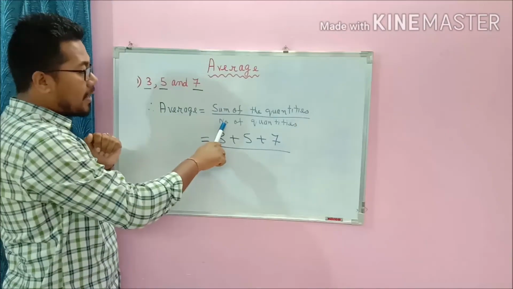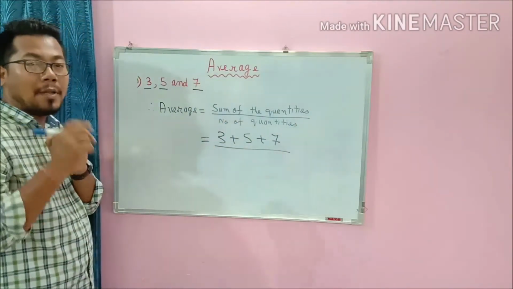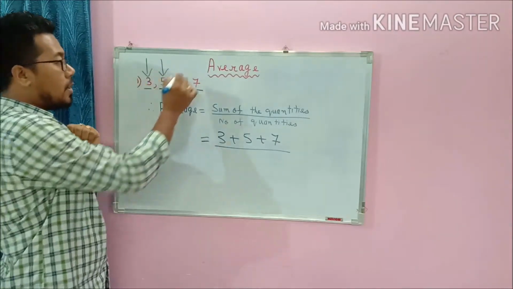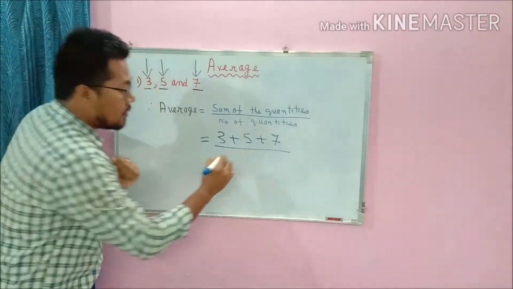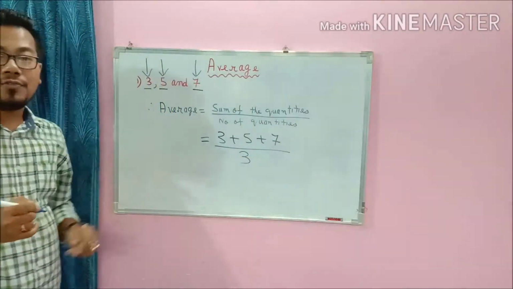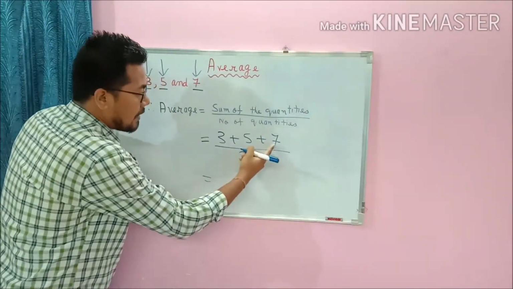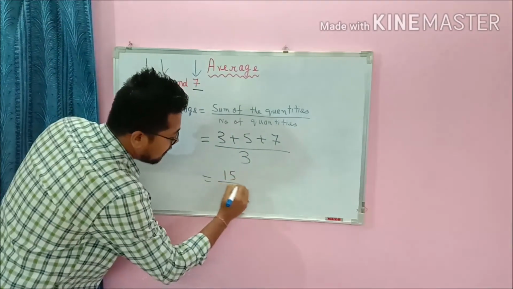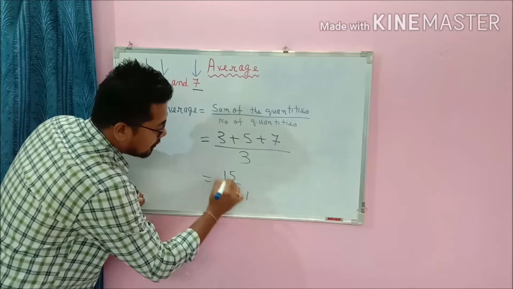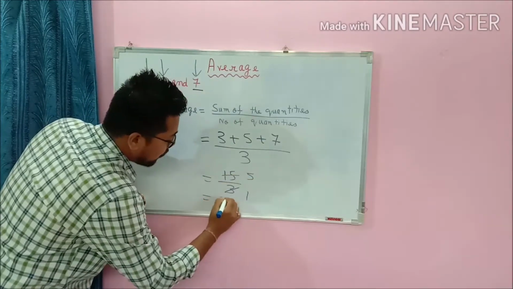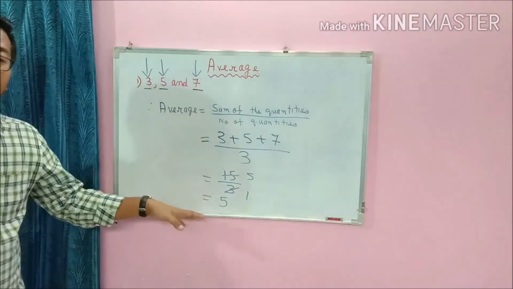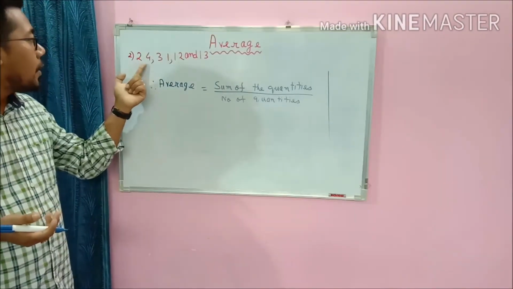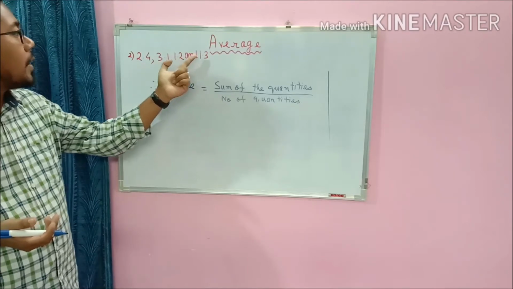Divided by the number of quantities. How many quantities are there? 1, 2 and 3. So 3 quantities are there, so down we will write 3. Now 7 plus 5 plus 3 is how much? 15 by 3. 3 ones are 3, 3 fives are 15. So what is your average here? Your average is 5.